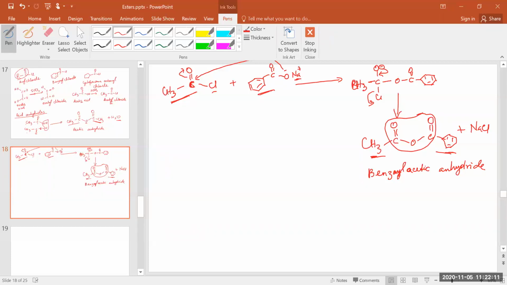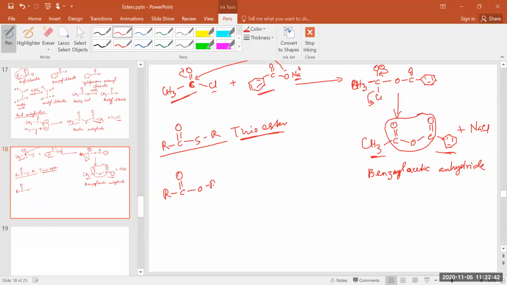Thioesters: we will not talk about thioesters, but I suggest you guys read about them in the book. These will come in biochemistry. In biological reactions, mostly thioesters and phosphates are involved. Let's talk about the ester nomenclature.